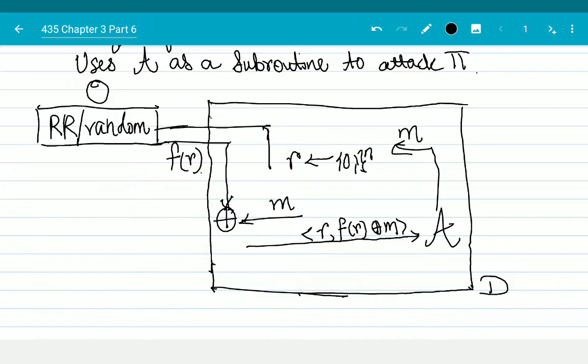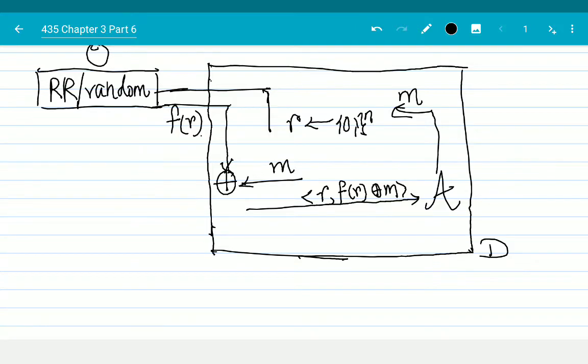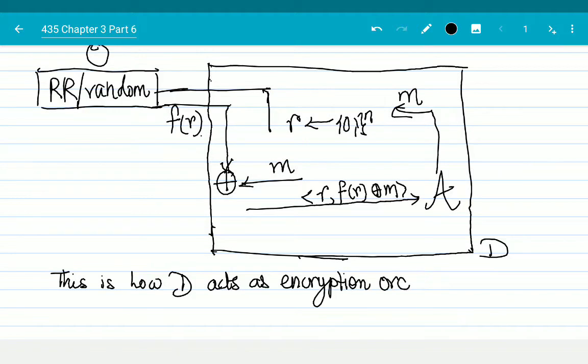Okay? This is how D acts as an encryption oracle for A.